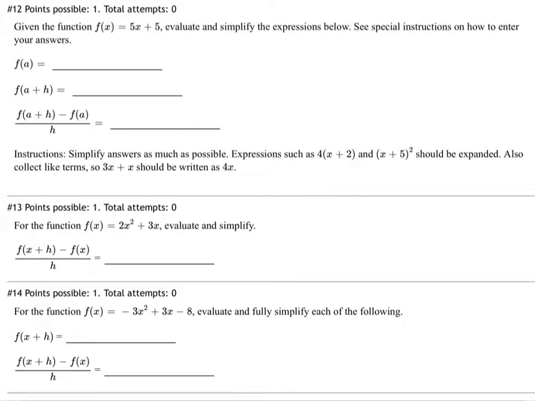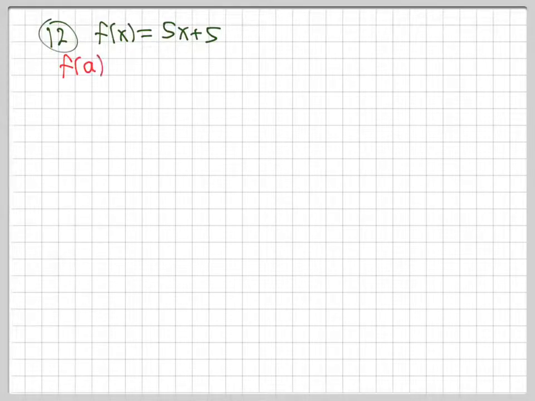All right, to number 12 we go. Given the function, evaluate and simplify the function. So this is really important. So let me get some room here and show it to you. So number 12, they're saying f of x equals 5x plus 5. Then on the first line, they're saying, okay, tell us f of a, please.